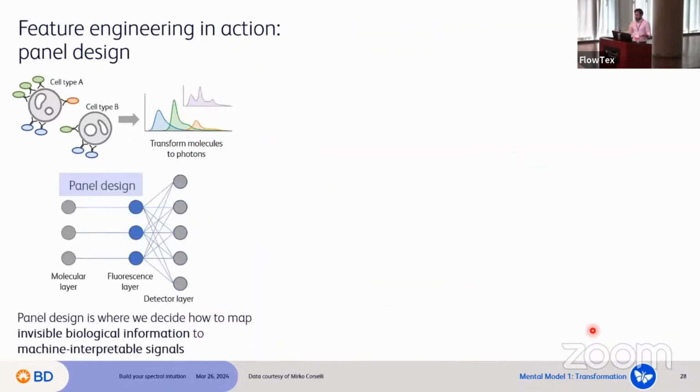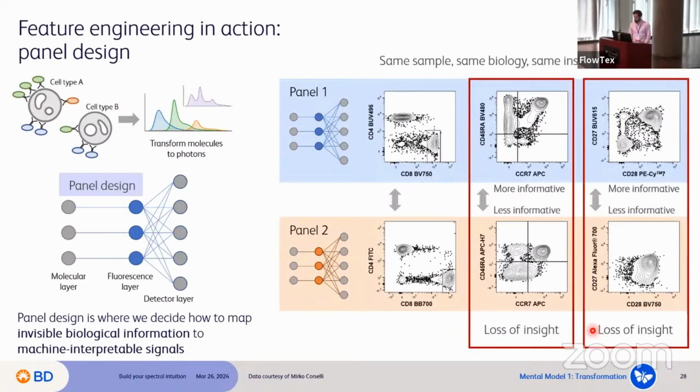Panel design is a really clear example like we just talked about. So again, I won't go into too much detail here, but it's an important step where we're deciding how to map invisible biological information to a machine interpretable signal. So that seems like it should be pretty important.